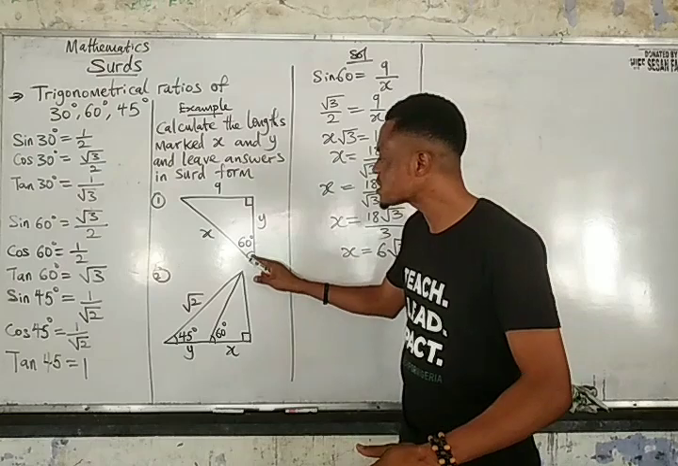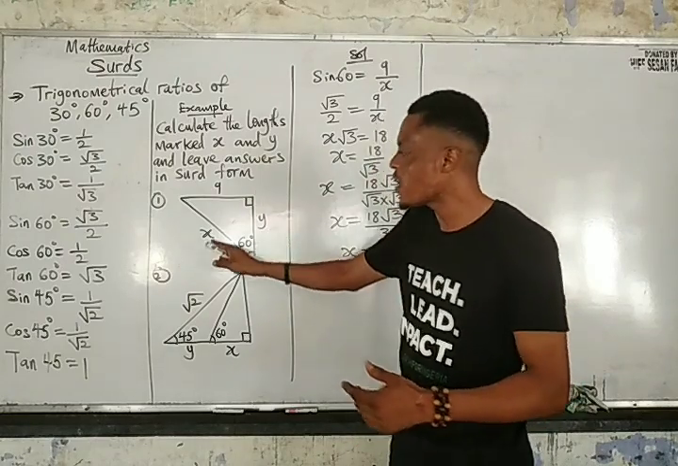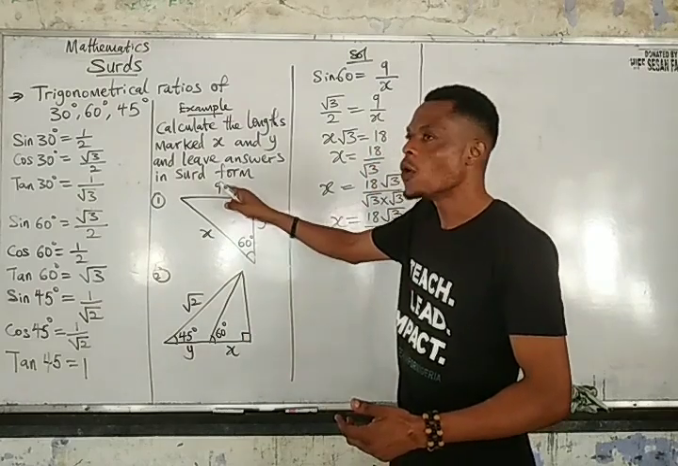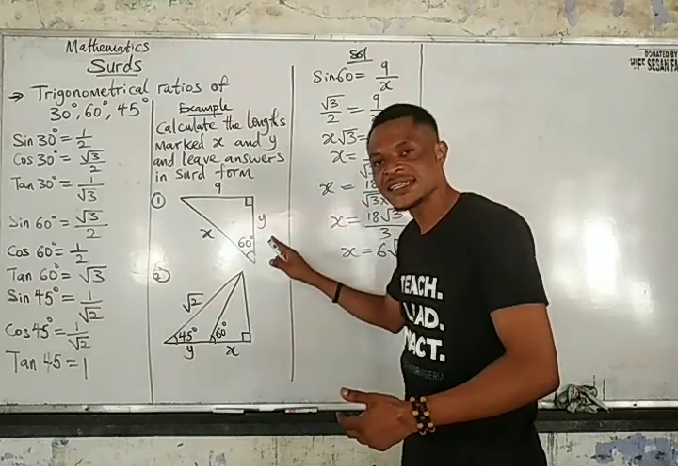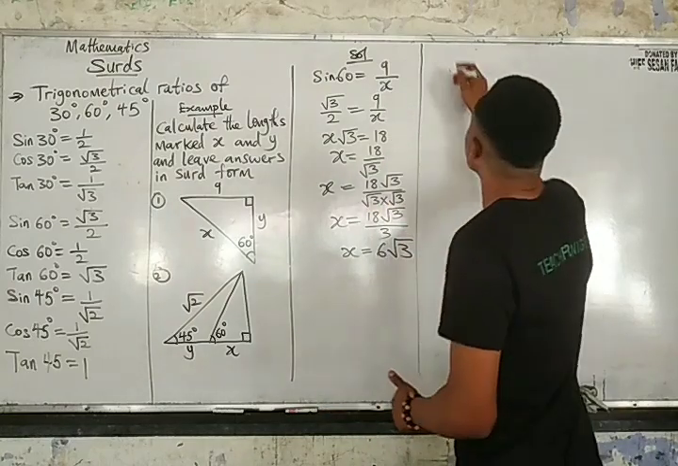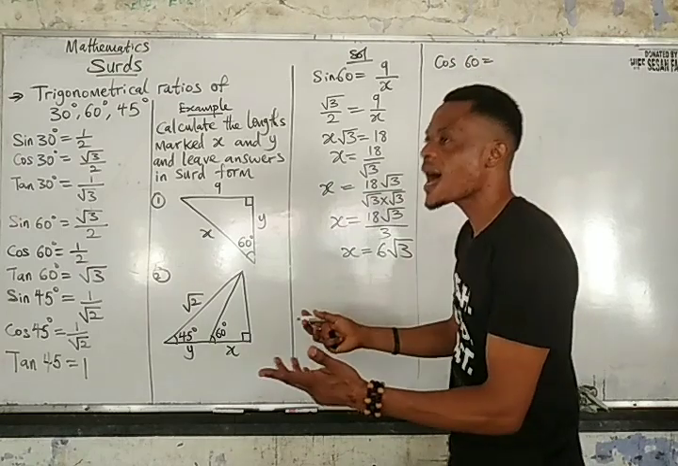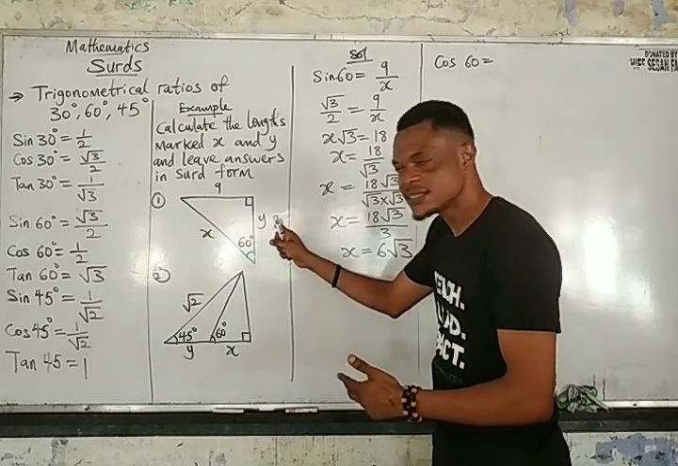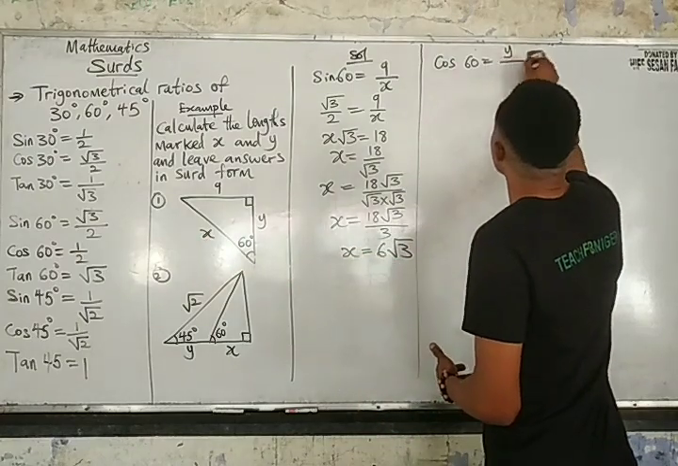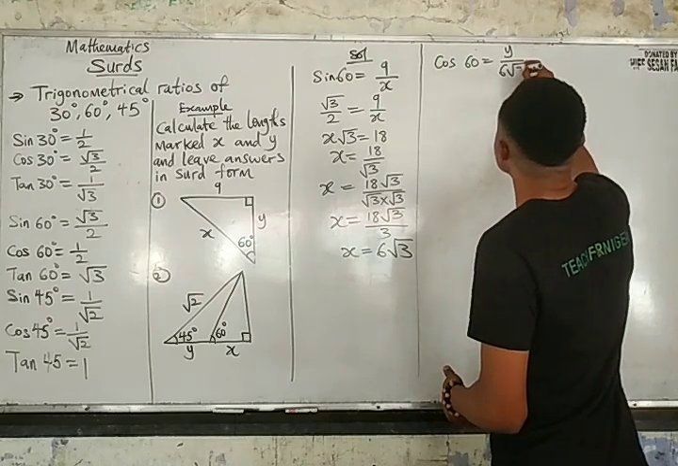Using cos 60 will be adjacent over hypotenuse, or tan, which is opposite over adjacent. Let's start with cos. For cos, we have cos 60, which is adjacent, this, over hypotenuse. Then we have y all over our hypotenuse, which we have got to be 6 root 3.